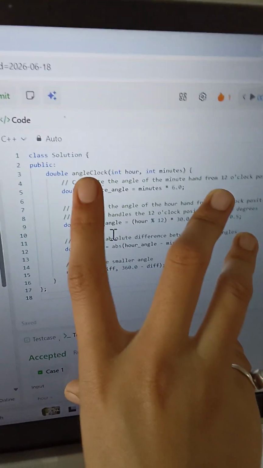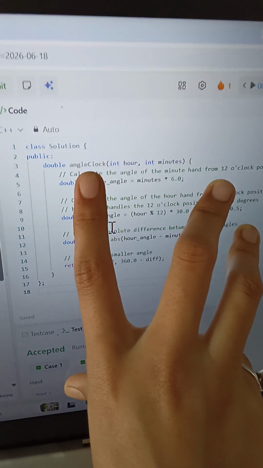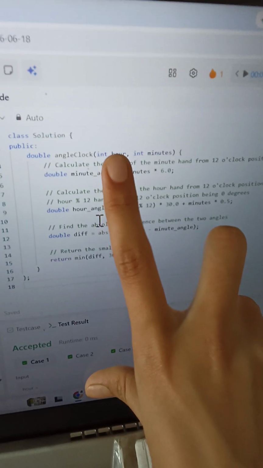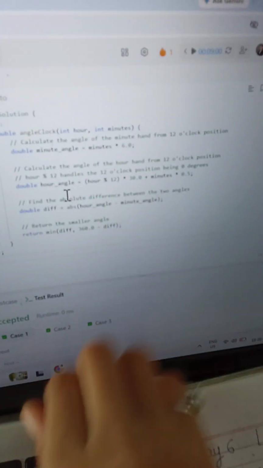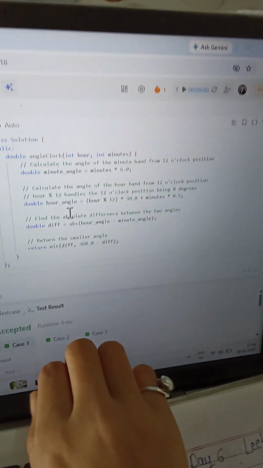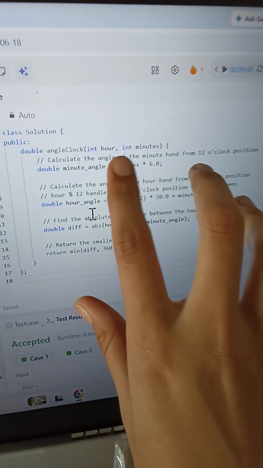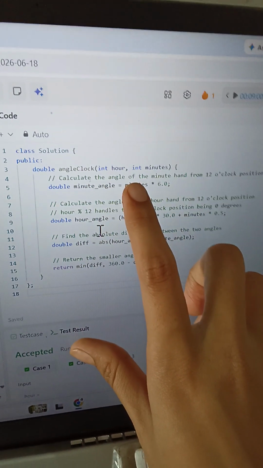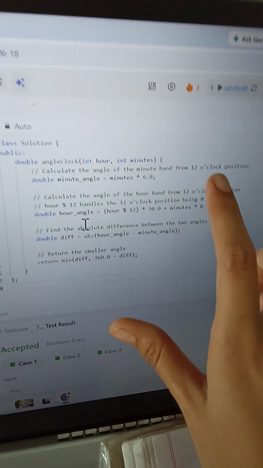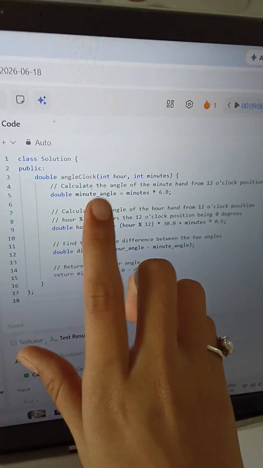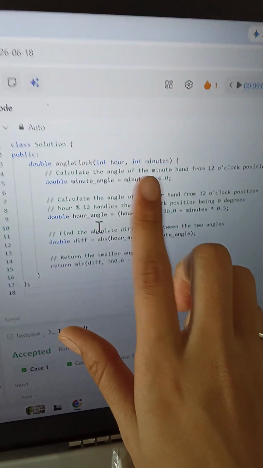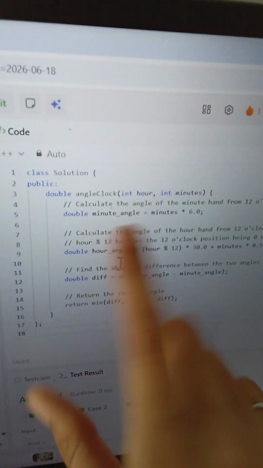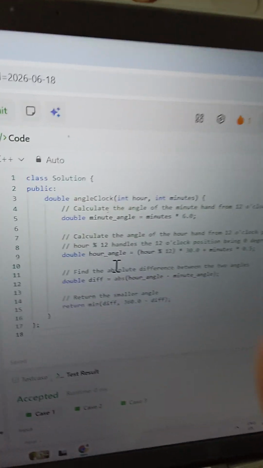Now we are making a function whose name is angleClock. It takes two inputs, hour and minutes, because we know that minutes and hours are always integers, so we take integers for both. Now the comment is: calculate the angle of the minute hand from the 12 o'clock position. Here I wrote double minuteAngle equals minutes times 6.0, because now we are calculating angles.